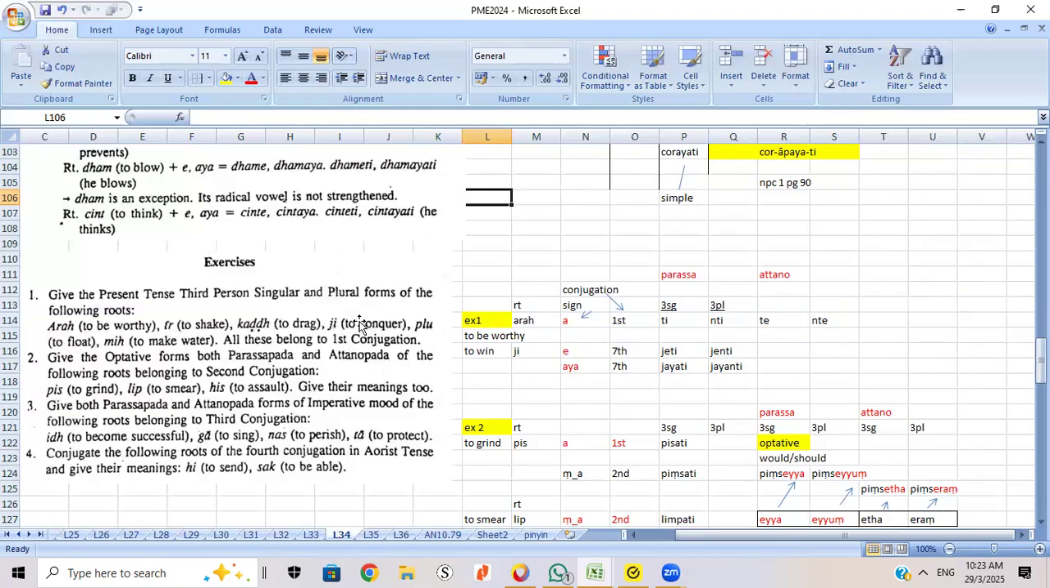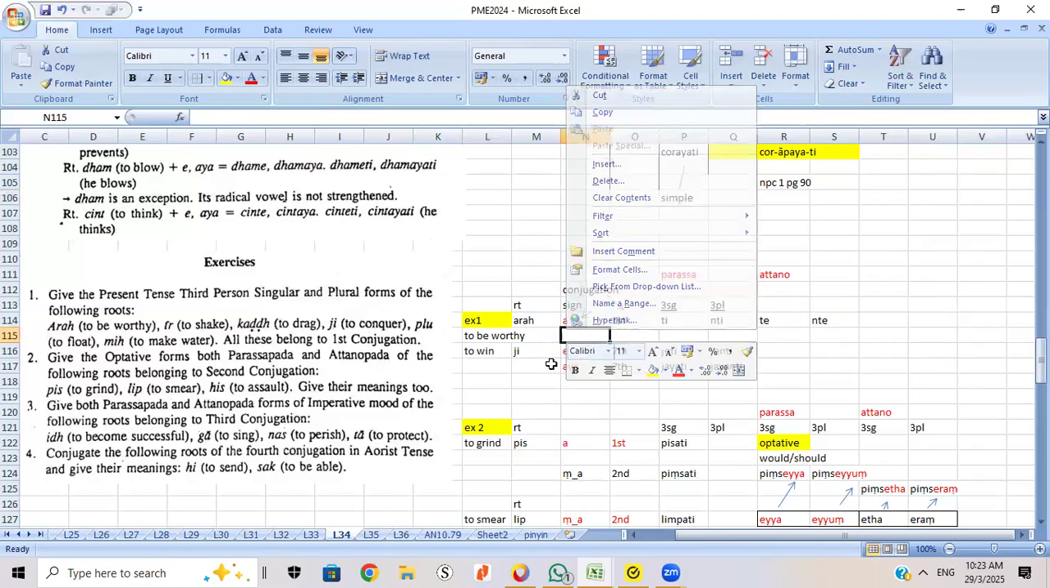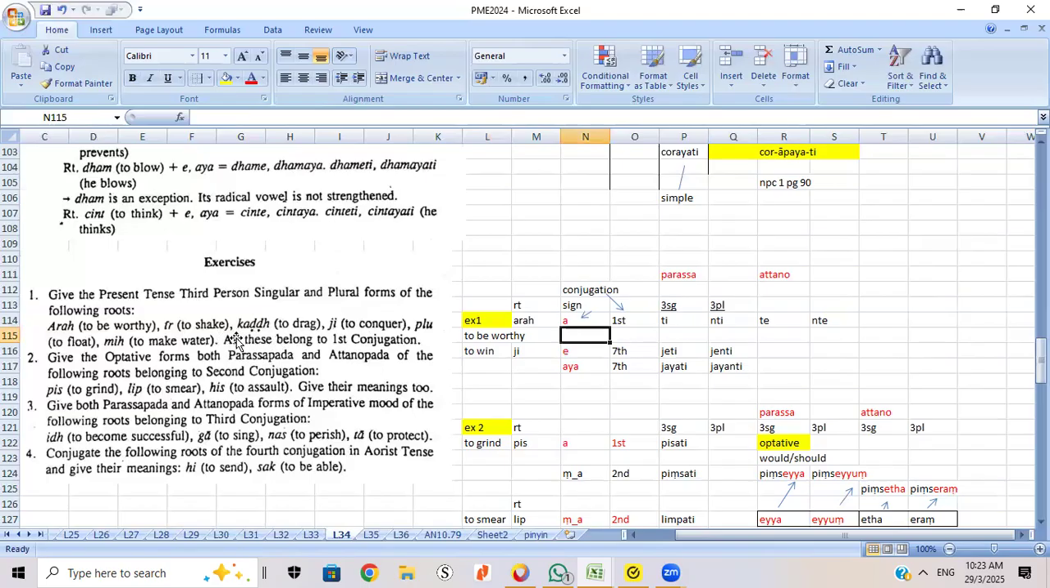For instance, ji. Ji is to conquer. Ji is a first conjugation. So this is a sign. Here you have to figure it out. I won't do everything for you. You have to go and try it out. So ji plus a, and the i is strengthened to e. So that's why you get jeti. The strengthening, jeti, and the plural jenti.